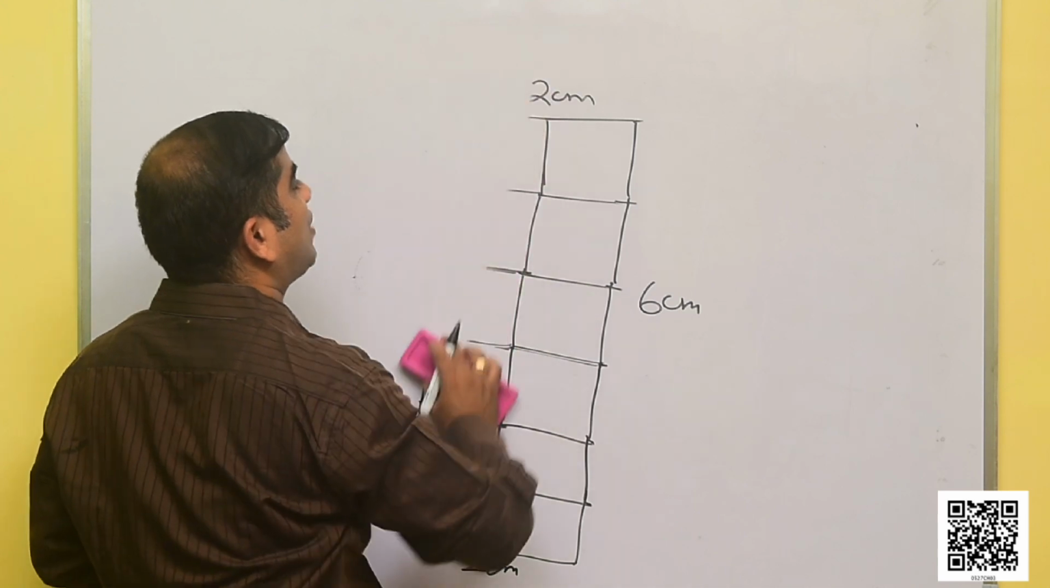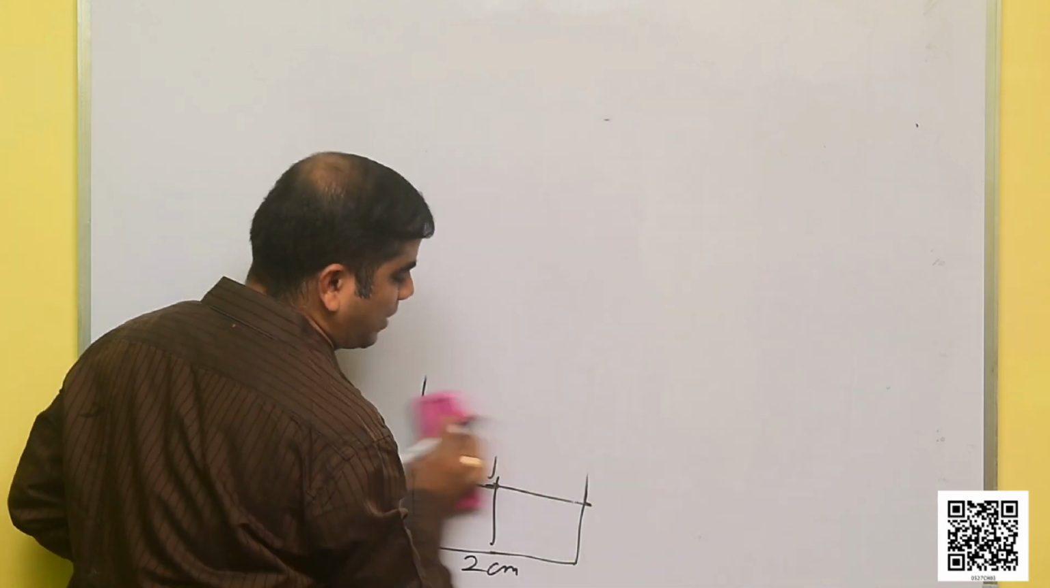I am just giving you a clue how to get to 12. So now I am going to teach you how to arrange the 12 squares to create rectangles of different shapes.